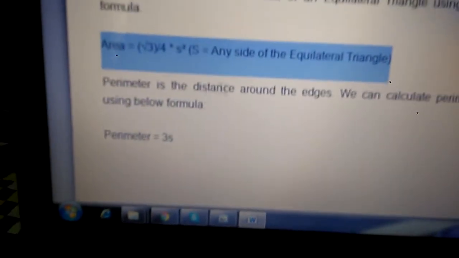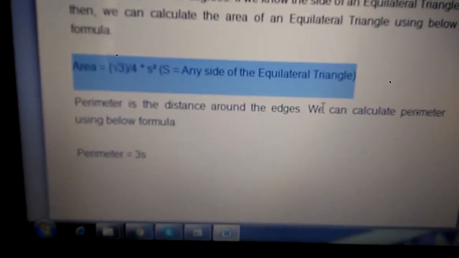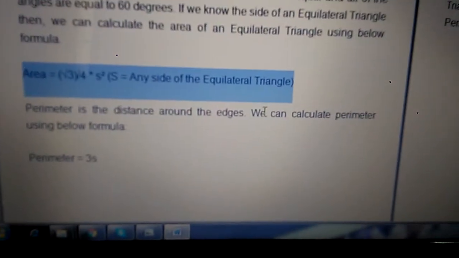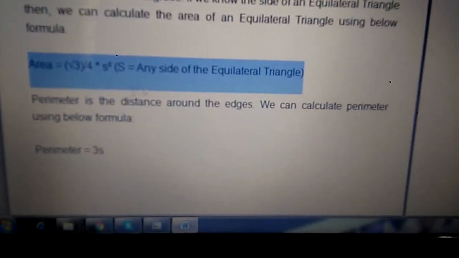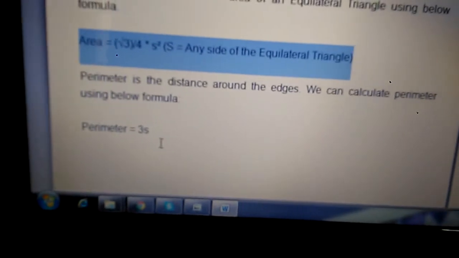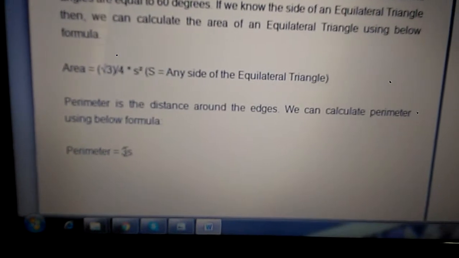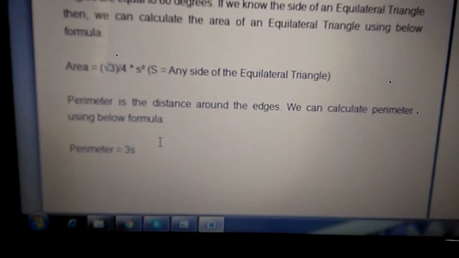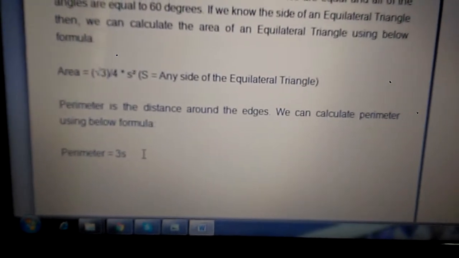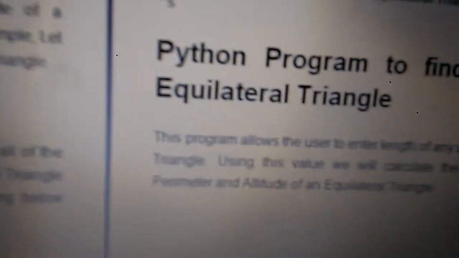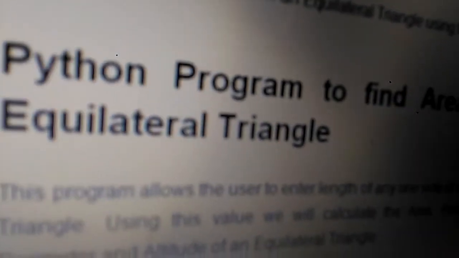Next, the perimeter is defined as the distance around the edges. The edges of a triangle together are known as the perimeter. We can calculate the perimeter by using the formula below. If I have the value of a side, I can calculate the perimeter by multiplying it by 3, as a triangle has 3 sides. We can calculate the semi-perimeter of an equilateral triangle using the formula 3s, or simply say perimeter divided by 2.